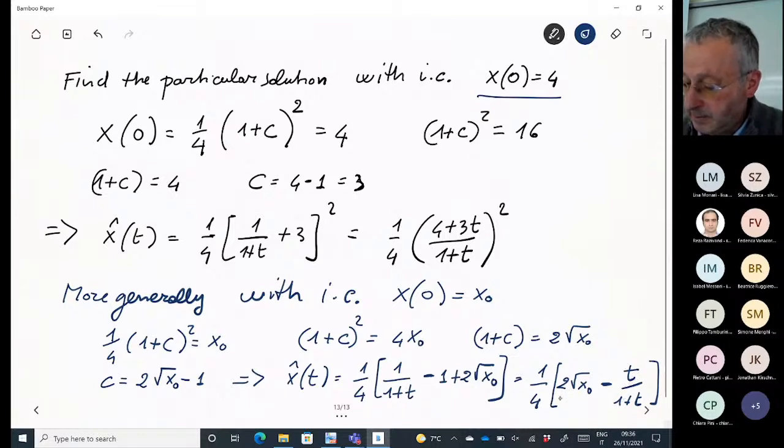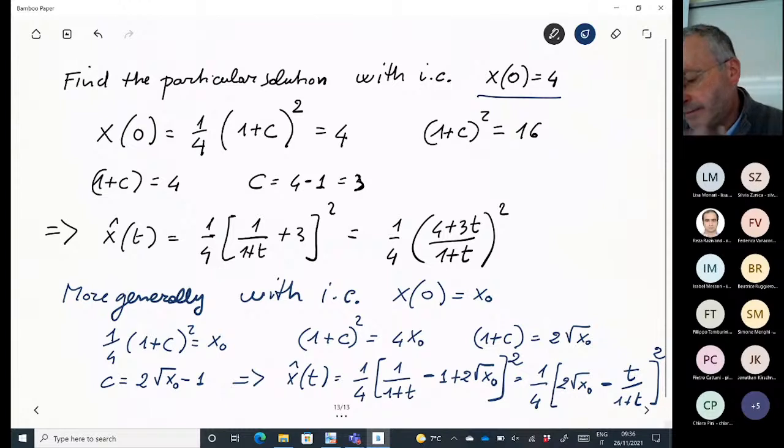Let me check if actually x at time 0 is equal to x0. Sorry, I forgot the square, of course, here. Because in the solution there is squared here. Okay, so squared. Let me check if it works. When t is equal to 0, this becomes 0. Okay, so this becomes 4x0 divided by 4x0. So at t equal to 0, actually I obtain x0. Okay, so this is rewritten in terms of the initial condition in a parametric form.